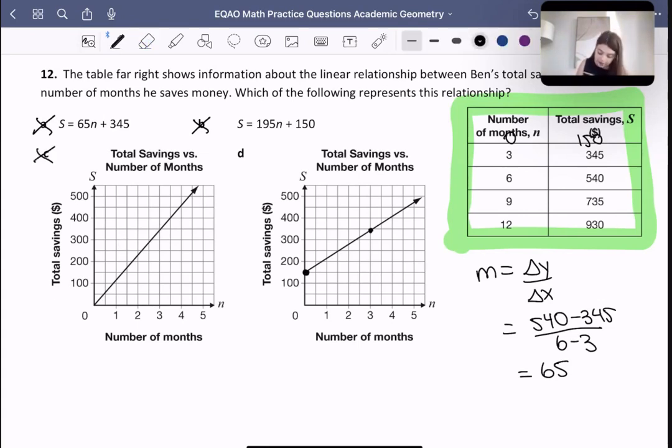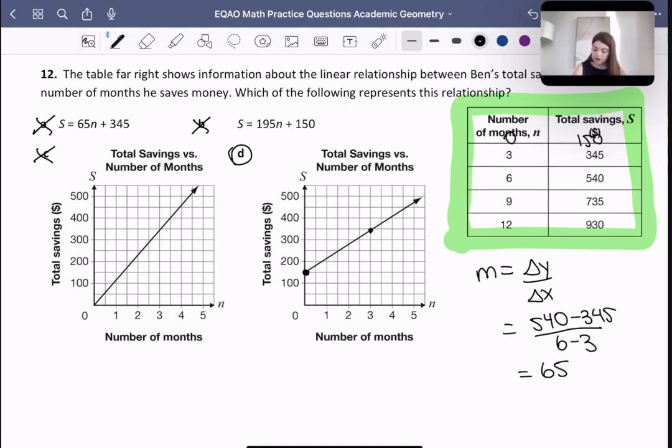So therefore, the answer can't be C. The answer must be D because it's the only one that shows us the correct point of (3, 345), and also that shows us the correct intercept that makes sense.